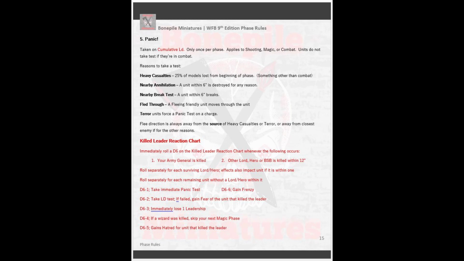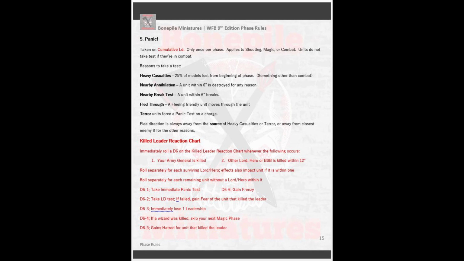And take note that each unit is going to roll on this chart separately, so each one may have a different reaction. So for number 1, that unit takes an immediate panic test, which means they're going to want to flee away from battle after seeing their leader killed. And then for result number 2, take a leadership test, and if failed, gain fear of the unit that killed the leader. And so in this case, the unit's going to fear whoever killed that character.